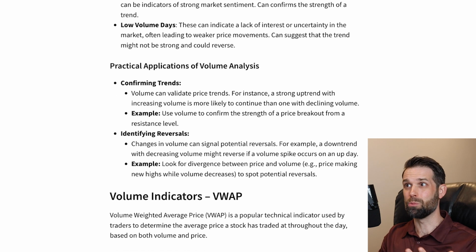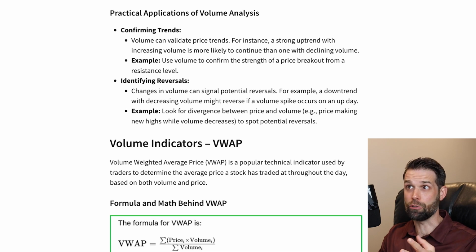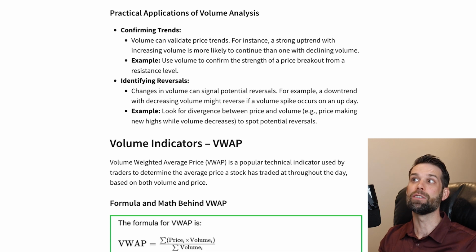In terms of practical applications, as we just talked about, there's confirming trends. Volume can validate price trends. A strong uptrend with increasing volume, so there are more trades happening as the price is rising, is more likely to continue than the same situation with declining volume. Volume can also confirm the strength of a price breakout from a resistance level.